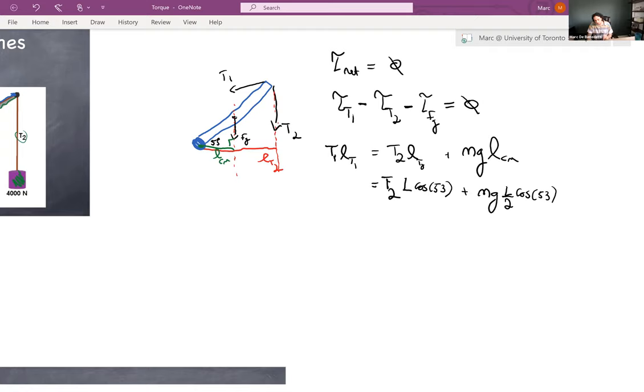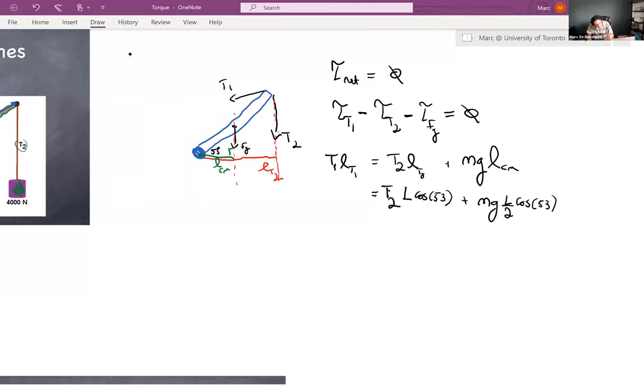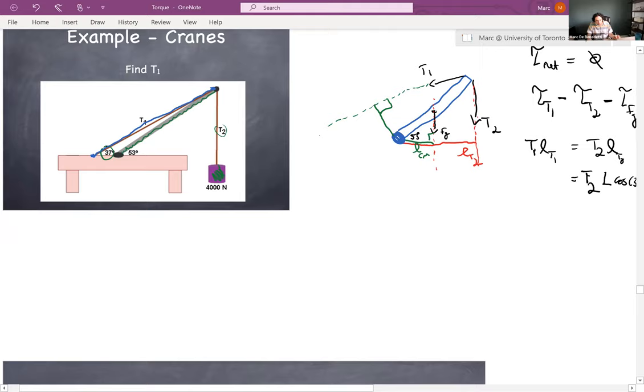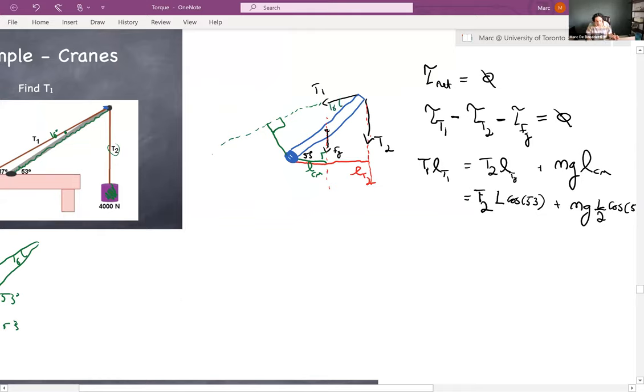Now, what's the lever arm of tension T1? Extend the line of action, connect the pivot point to the line of action such that they intersect at a 90 degree angle, and there is your triangle. We know this angle is 37 degrees, so we actually know this angle in here will be 16 degrees. So just to recap, that triangle, 53 degrees, 37 degrees. This angle we can solve. It's going to be 180 minus 53. So this angle in here is 16 degrees.